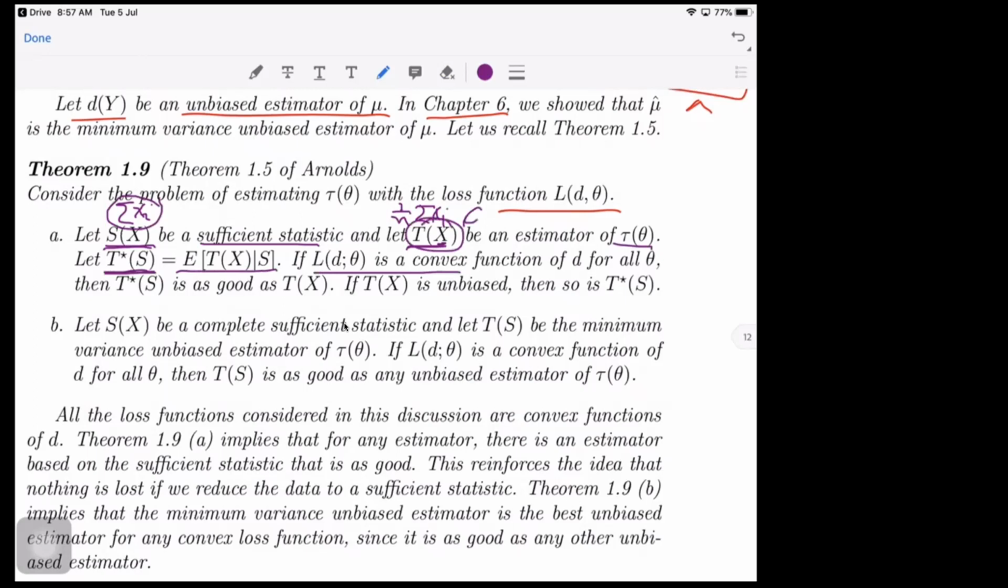And then if the loss function is a convex function for all d, convex is, what does convex look like? If you have a convex function, it looks like this, no? If we plot for all theta, convex. Concave is the other one. Can you let me just have the cell phone? I'm not sure if a convex function is monotonically decreasing or increasing. Let me check.